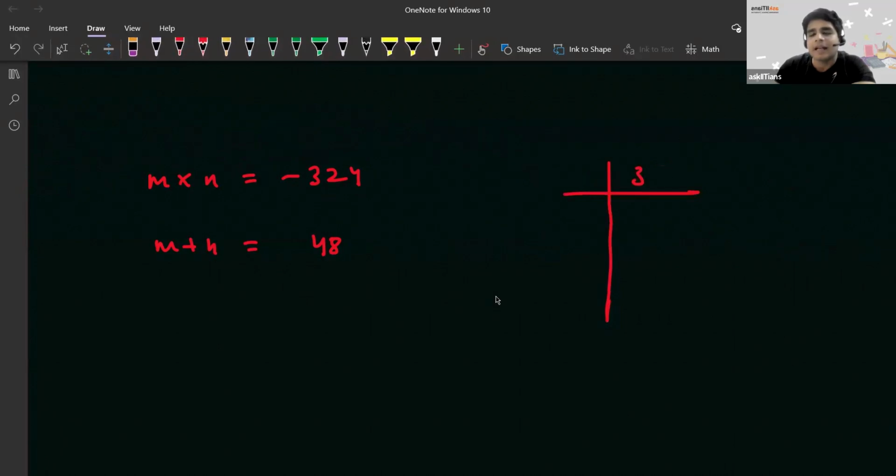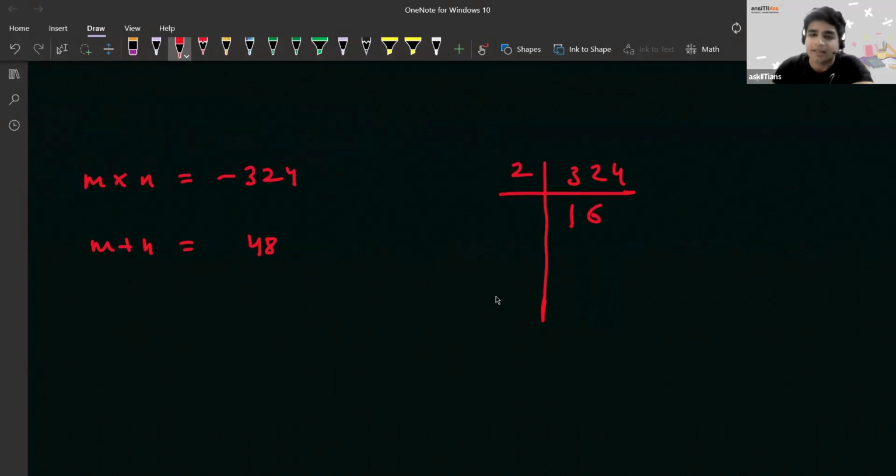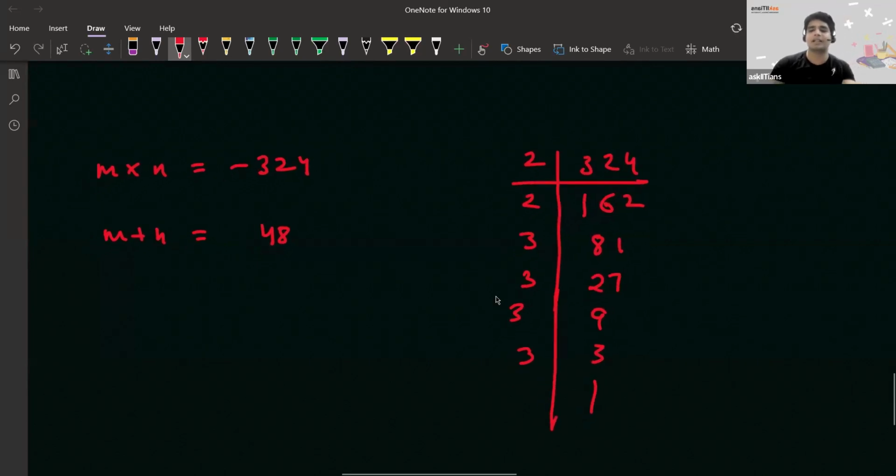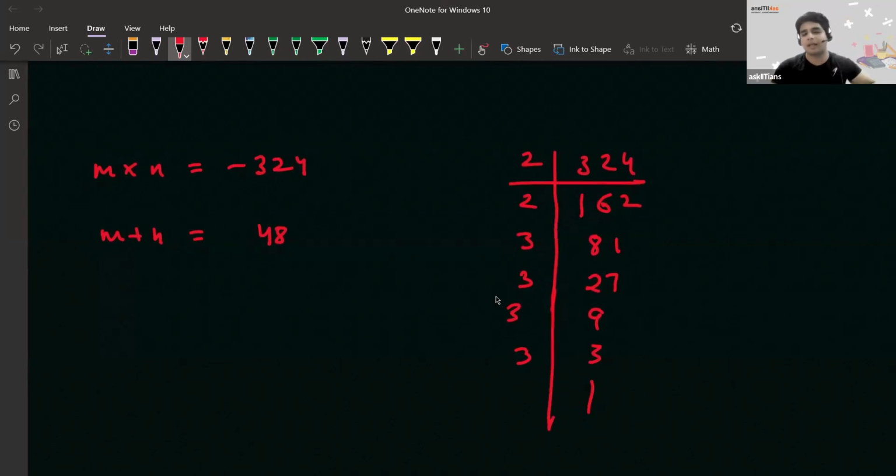So 324 ka prime factorization we will do, everyone. That is going to be 1. And 12, that is going to be 6. And that is going to be 2. 8 and 181. This is going to be 3. That is going to be 27. This is going to be 9. And this is going to be 3. Again, 1. Right, everyone? I hope this makes sense to everyone. Tell me yes or no. Any doubts till this point? Is this clear to all of you?